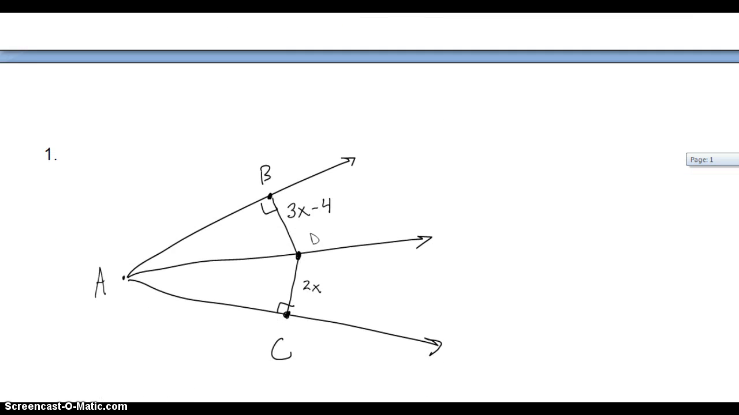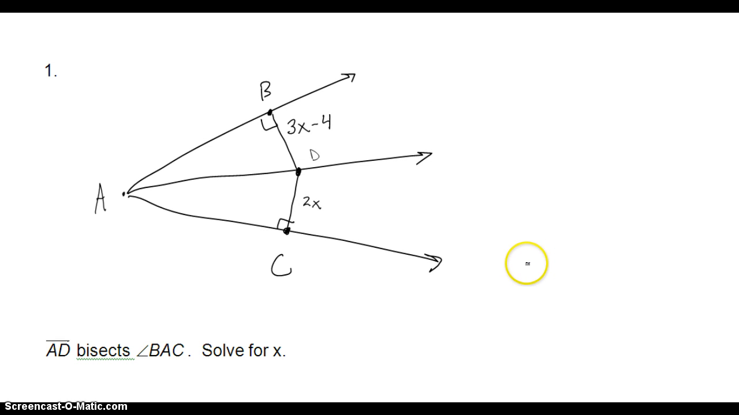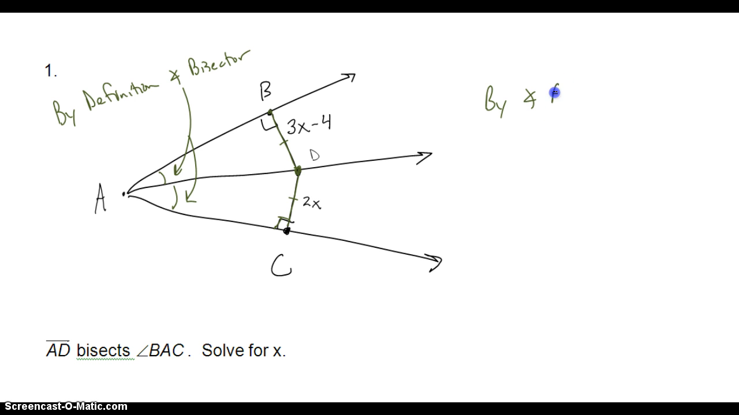Let's look at a couple of examples that apply these two theorems. In example 1, we know that AD bisects angle BAC. So we have an angle bisector. So by the definition of an angle bisector, we know that these two angles will be congruent. And we have a point that is equidistant from either side of this angle by the angle bisector theorem.